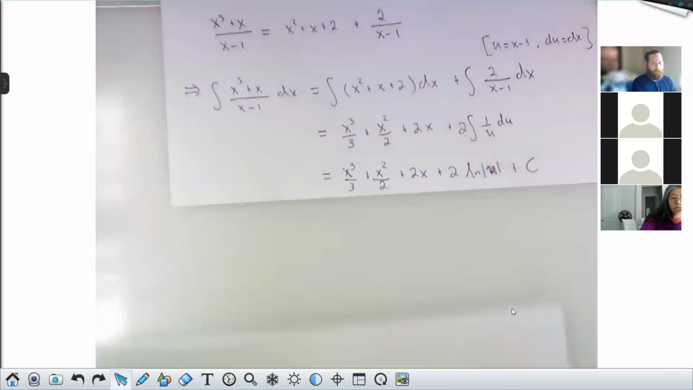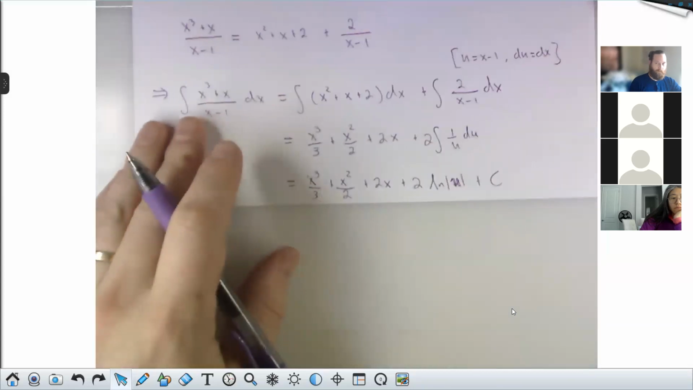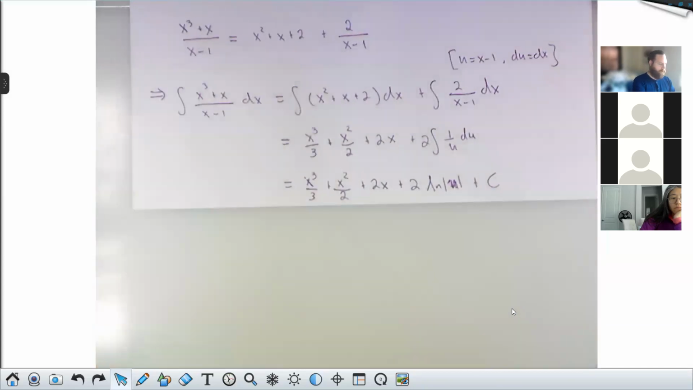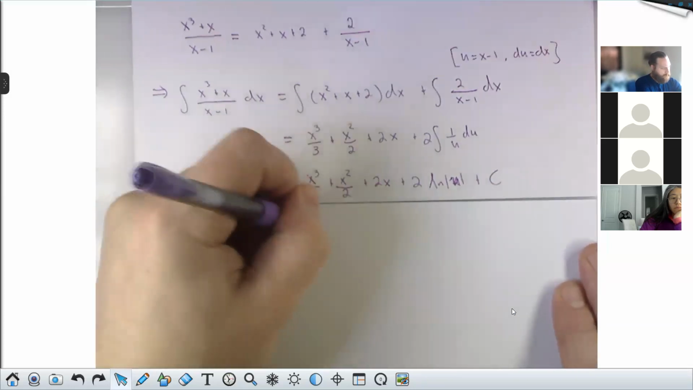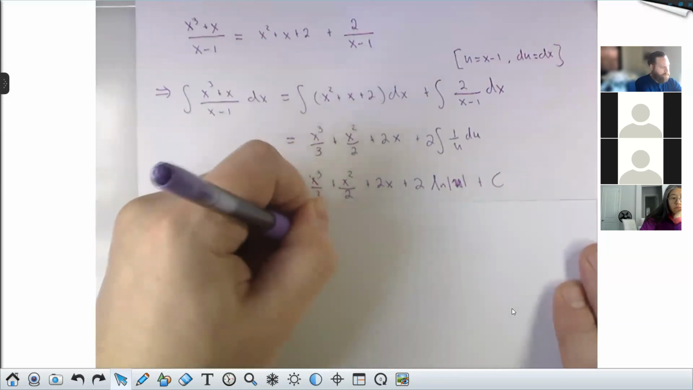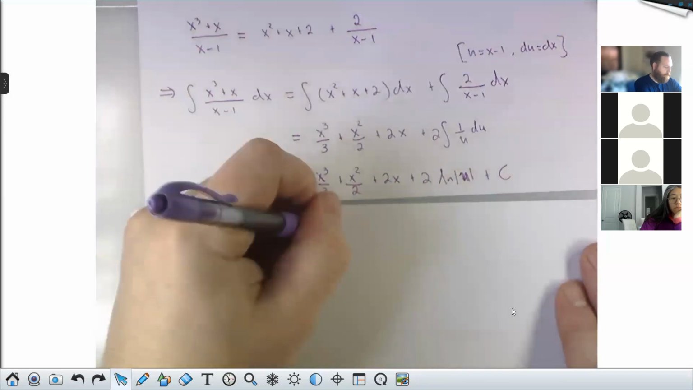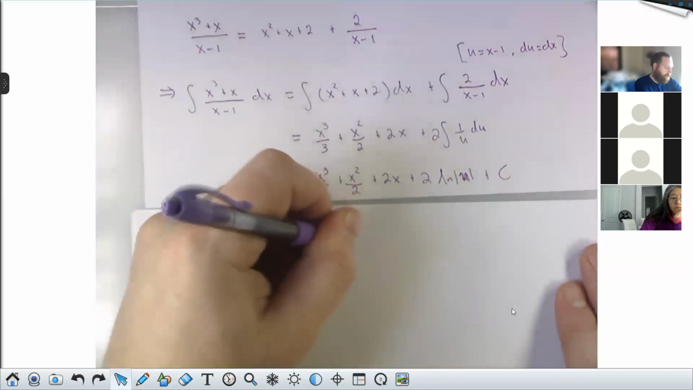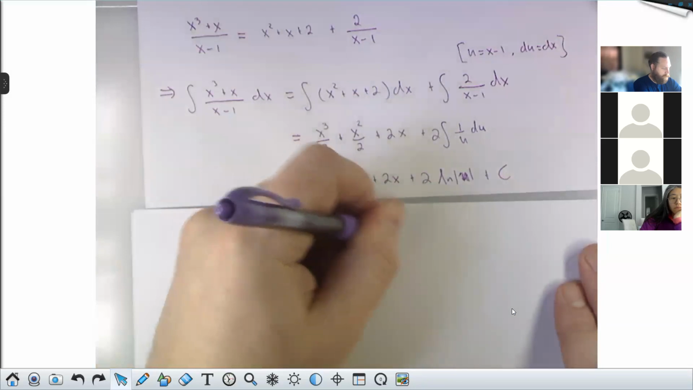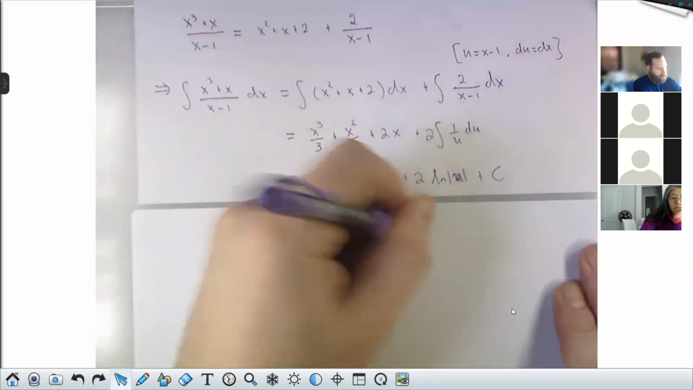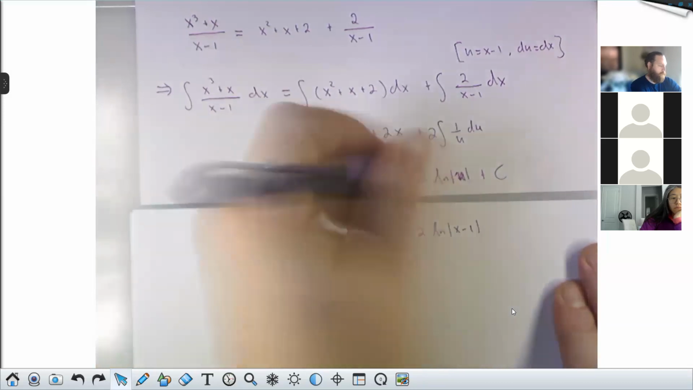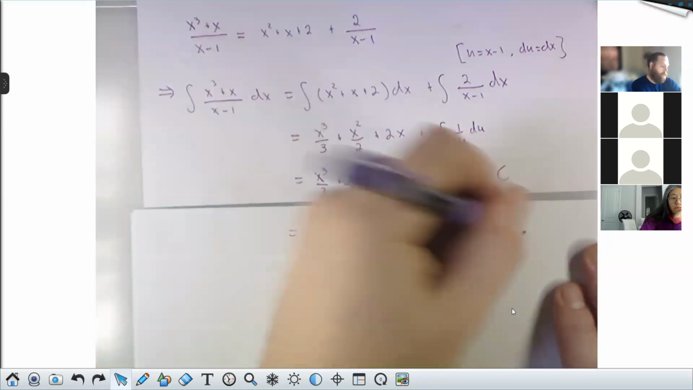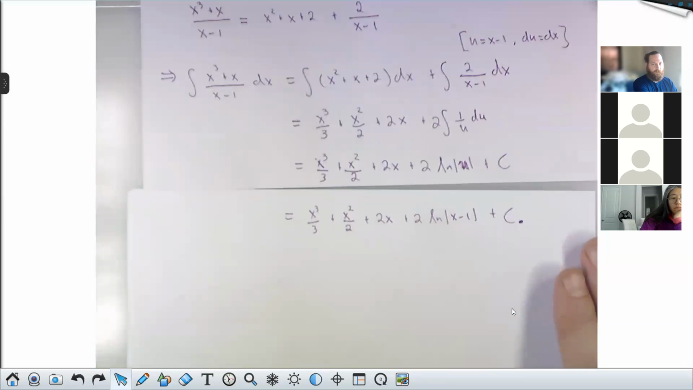And then finally, we know that u is x minus 1. So at the end of the day here, we get x cubed over 3 plus x squared over 2 plus 2x plus 2 times the natural log of the absolute value of x minus 1 plus a constant. And that's your final answer.